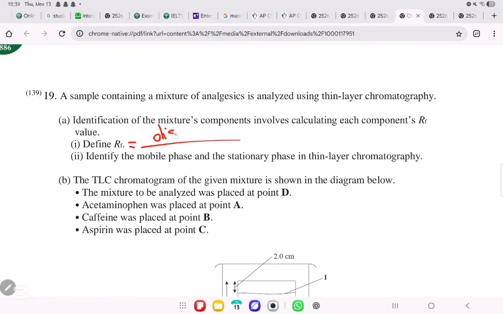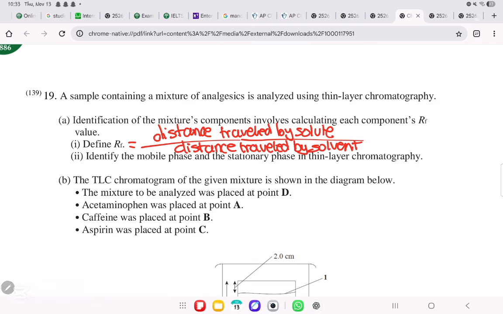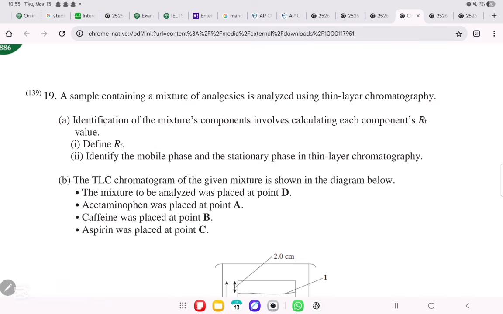RF is the distance traveled by solute over the distance traveled by solvent. Okay, so in the exam, if they asked you to define RF, it's the distance traveled by the solute over the distance traveled by solvent. Part 2. Identify the mobile phase and the stationary phase in thin layer chromatography. Okay, so how did they say this in the answer key?